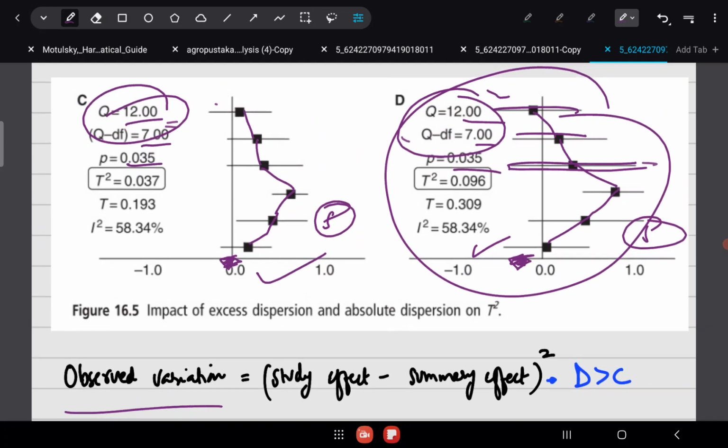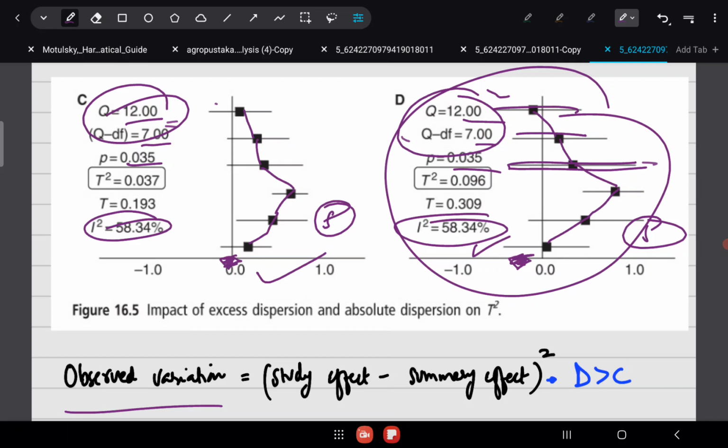We'll discuss this I square later on, but basically what it means here is that 58% of the total variance is accounted for by the between study variance. Similarly here also, if in total we say there is 100% variance, then out of that 100% variance, 58% is contributed by the between study variance or the true variance in the effect size. So that is the meaning of I square.